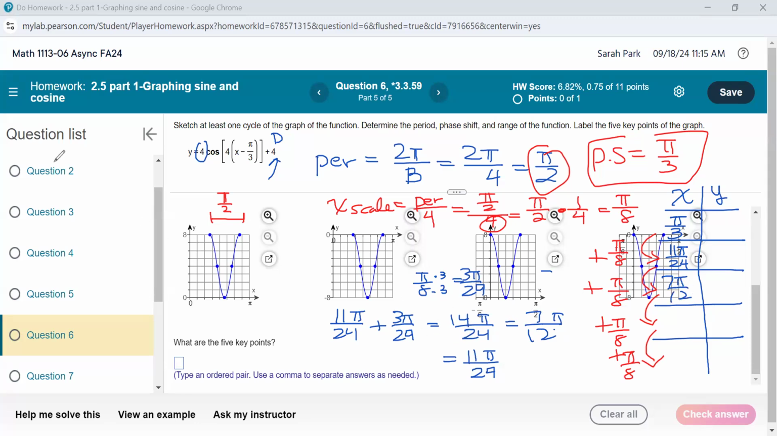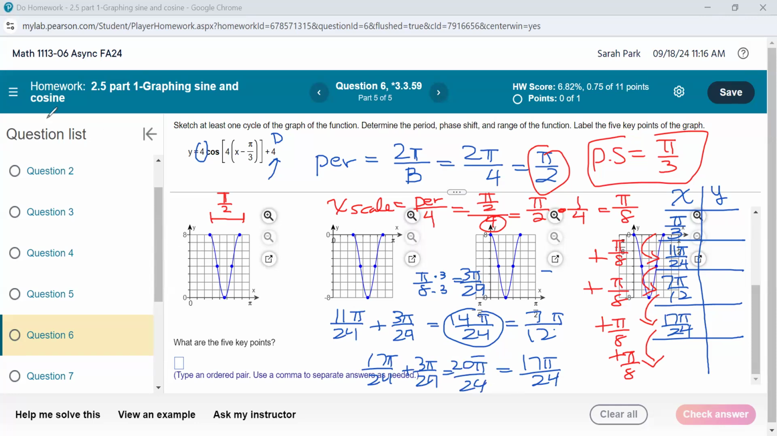Okay, so now I need to add 7 pi over 12 to pi over 8 again. But I know 7 pi over 12 is really 14 pi over 24. So I'll add 14 pi over 24 plus pi over 8, which is just 3 pi over 24. And that's 17 pi over 24. And I need to add pi over 8 again, which is again 3 pi over 24. So I'm going to add 17 pi over 24 plus 3 pi over 24, which is 20 pi over 24.